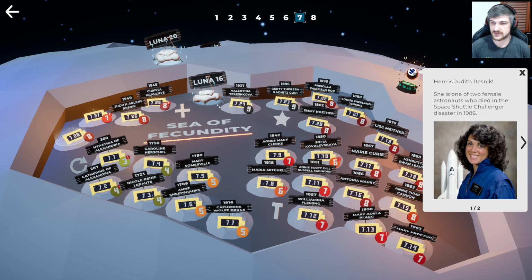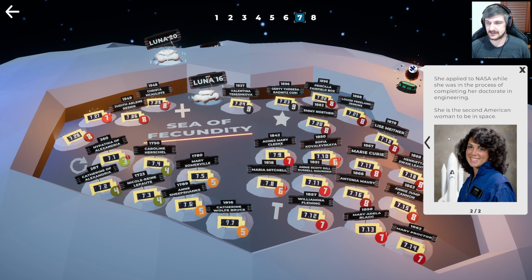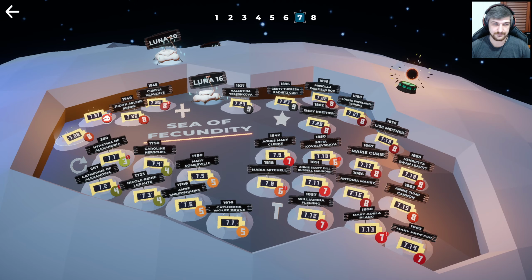Here's Judith Resnick. She's one of the 2 female astronauts who died in the Space Shuttle Challenger disaster in 1986. She applied to NASA while she was in the process of completing her doctorate in engineering. She was the 2nd American woman to be in space.